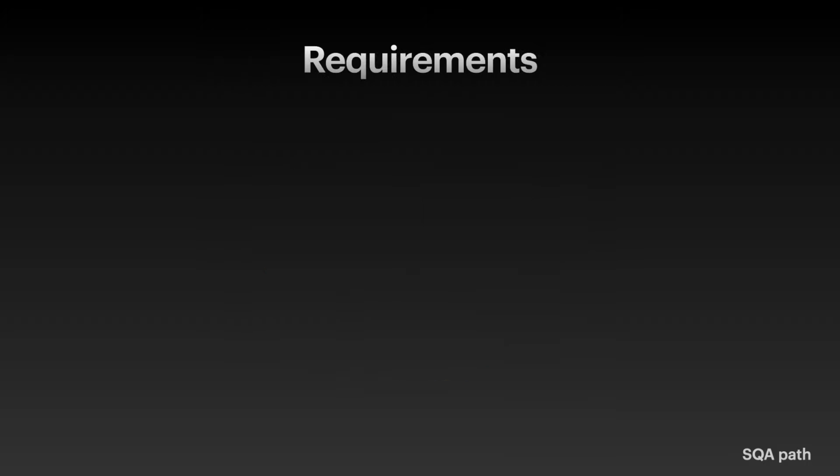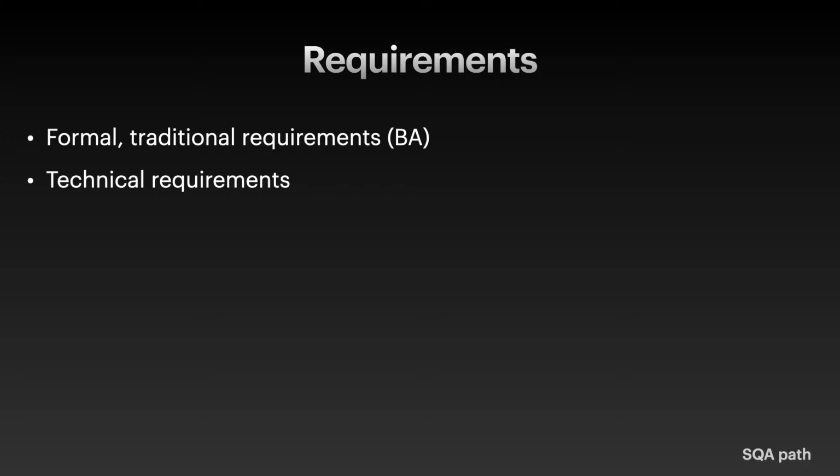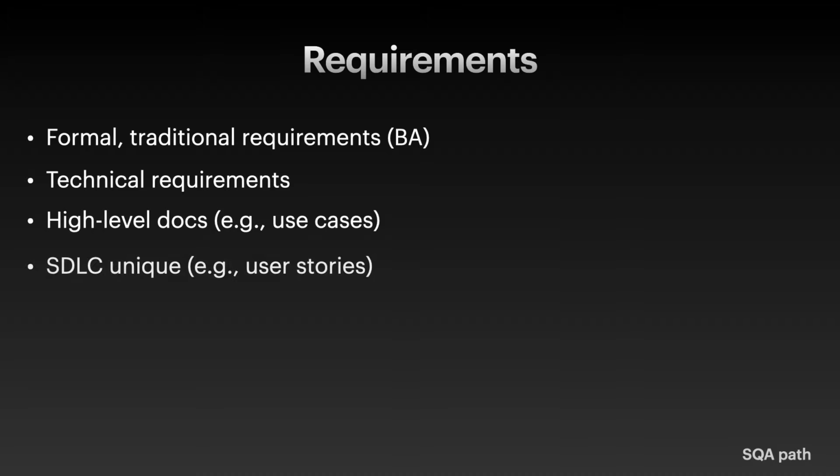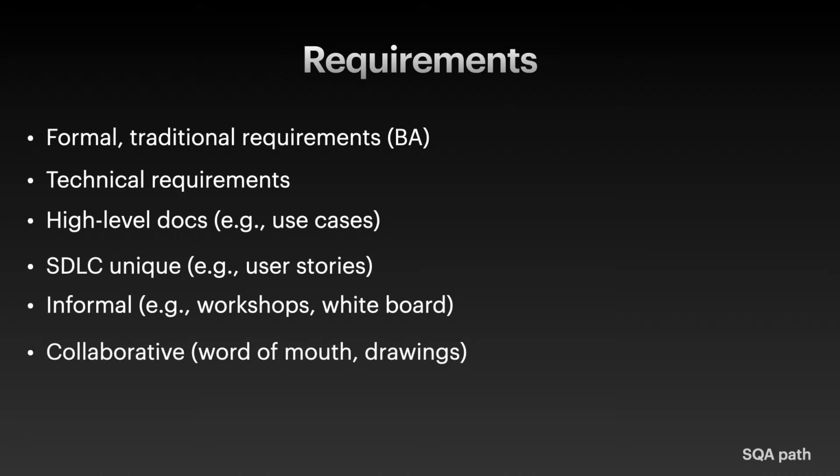Software requirements come in many forms, including formal requirements documents prepared by business analysts, BAs, technical requirements documents such as functional specifications, design documents, and interface design documents, higher level documents such as use cases which describe how an expected user would accomplish tasks or goals by using the software, SDLC unique documents, such as user stories in the Agile lifecycle model, very informal diagrams on whiteboards and results from workshops, word of mouth, and drawings in a highly collaborative environment where the team is all working together all the time.